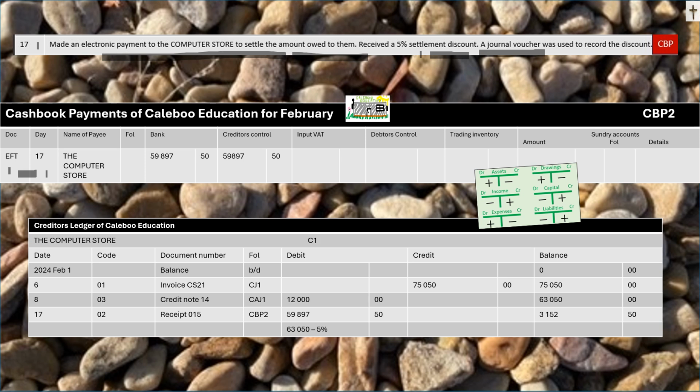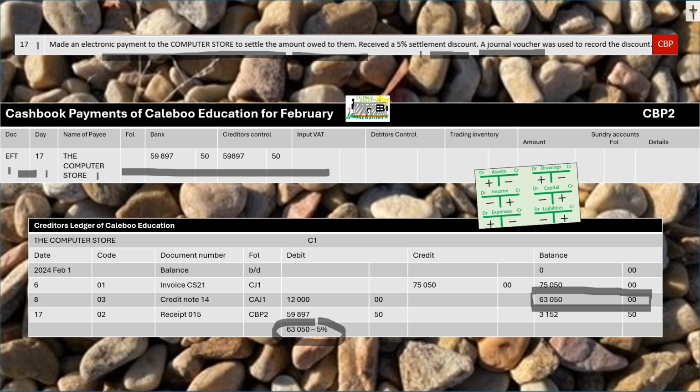That was on the 17th. Who did we pay? The computer store. How much did we pay? We check what was owed by looking at the account of the computer store, 63,050. But we were given a 5% discount. And how we calculate that is 63,050 minus 5%. And that gives us 59,897.50. And under the creditors control column in the cash book payments, there's the amount.